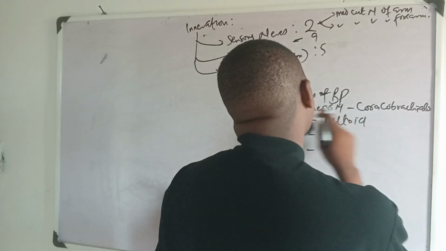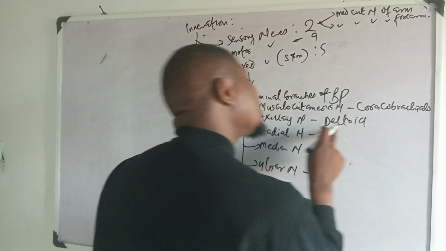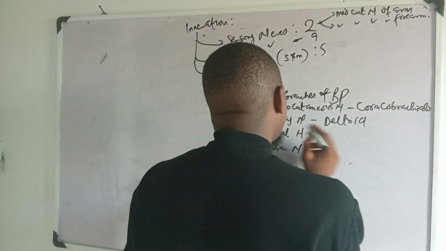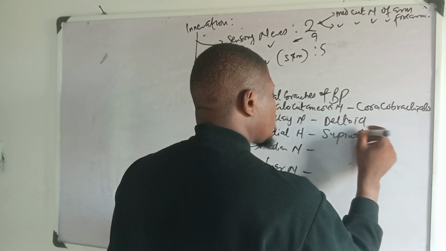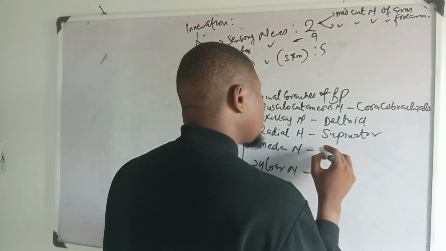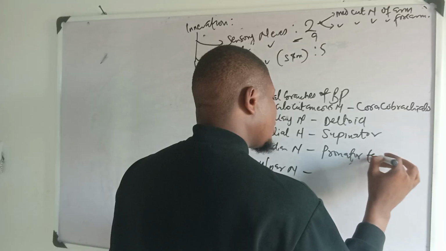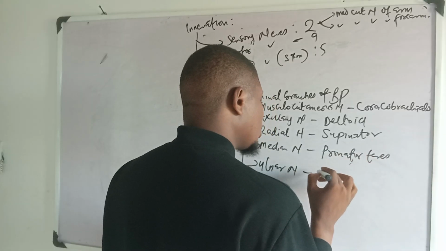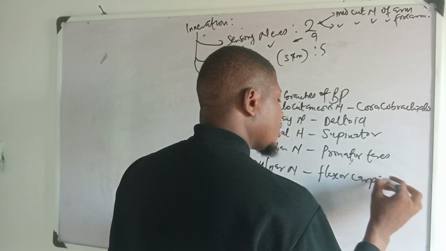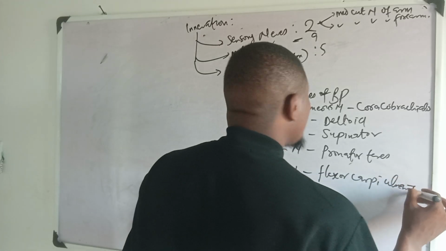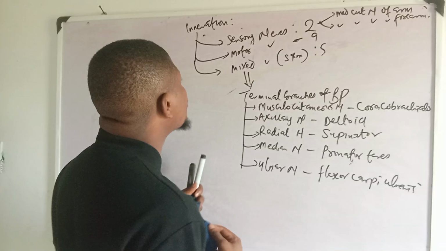Actually, they used to say that this one passes through two heads of coracobrachialis. This one just pierces the deltoid. Then the radial nerve passes between the two heads of the supinator. Then this one passes between the two heads of pronator teres. Then this one passes between the two heads of flexor carpi ulnaris. Okay, so let's continue.